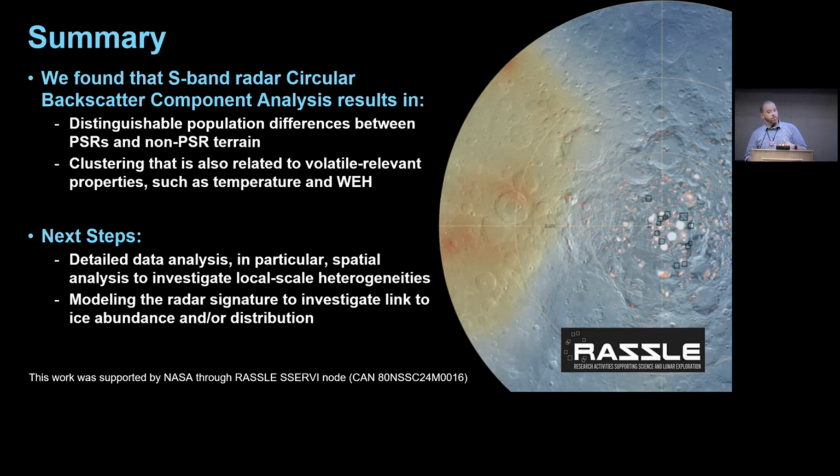Those signatures, once I start teasing things out, they're correlated to temperature and water equivalent hydrogen. And the variation is what I would have expected going across up and down the dielectric permittivity. I need to do more spatial analysis work and modeling so that I can tell you at the end of the day, go to this PSR in this location, and that's where you will find water ice.